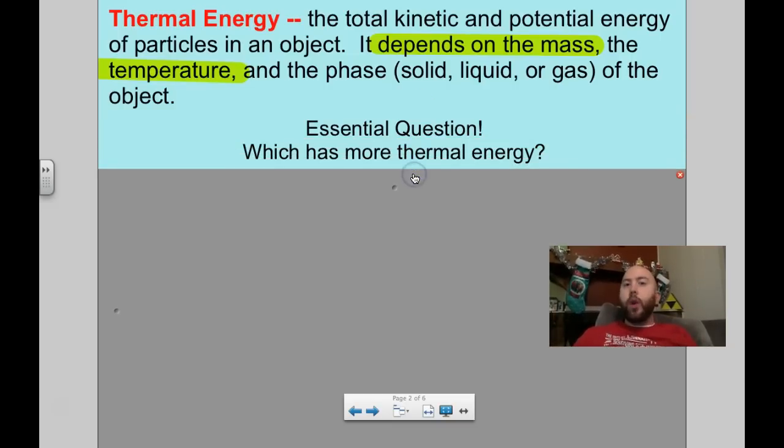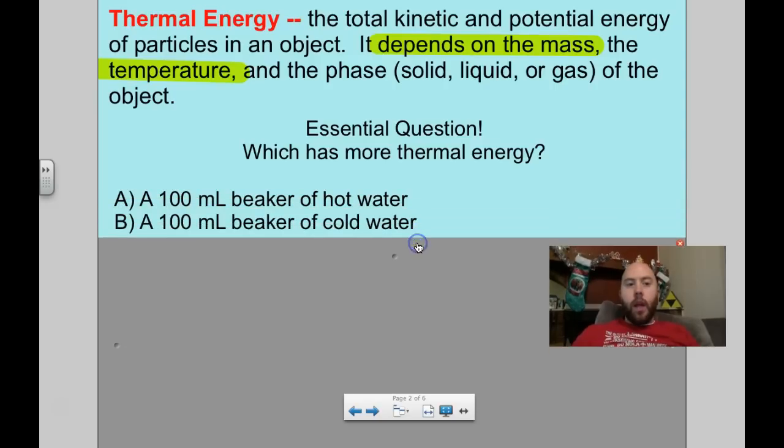So, essential question: which has more thermal energy, a 100 milliliter beaker of hot water or a 100 milliliter beaker of cold water? Something you don't have to know, but 1 milliliter of water is equal to 1 gram of water. 1 milliliter does not, I repeat, does not equal 1 gram, except in the case of water. So when I say 100 milliliters of hot water and 100 milliliters of cold water, I'm saying 100 grams.